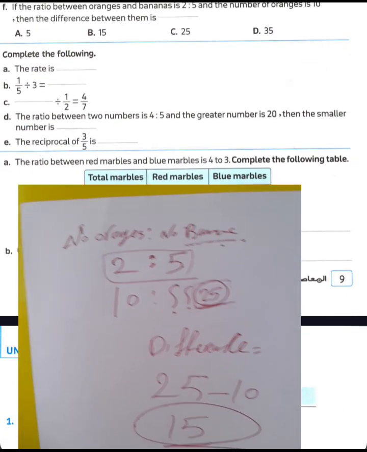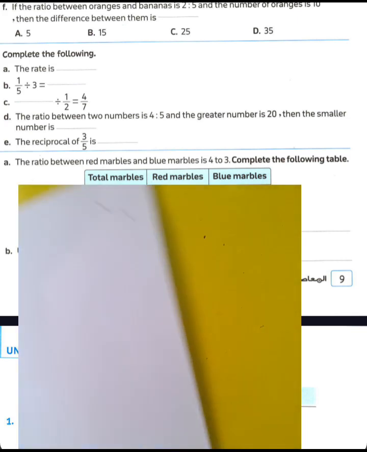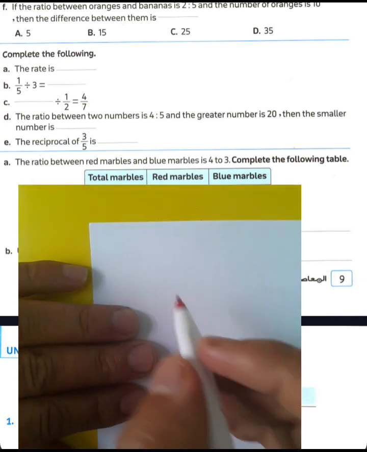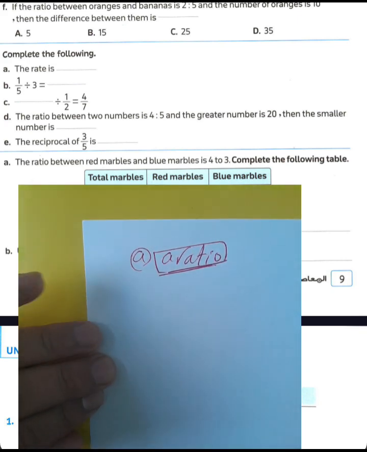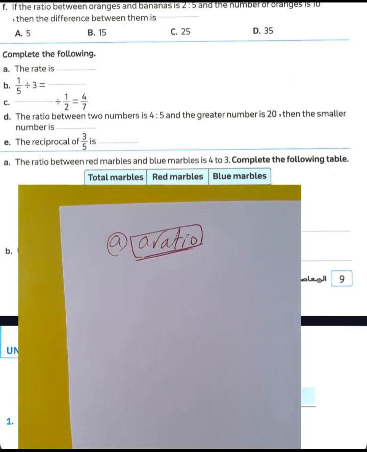The ratio is comparing two quantities which have the same units. Okay, we have the difference between ratio and rate. The ratio is comparing two quantities which have the same units, but the rate compares two quantities in different units of measure. Okay, write the definition with me. We have the difference between ratio and rate. He wants to find the rate. Rate compares two quantities in different units of measure.